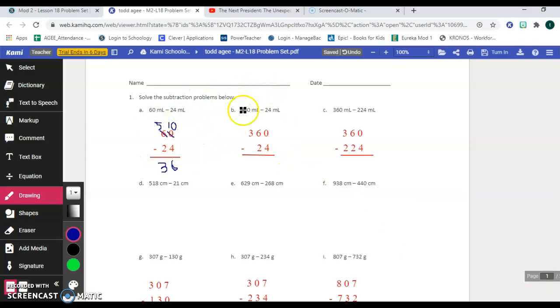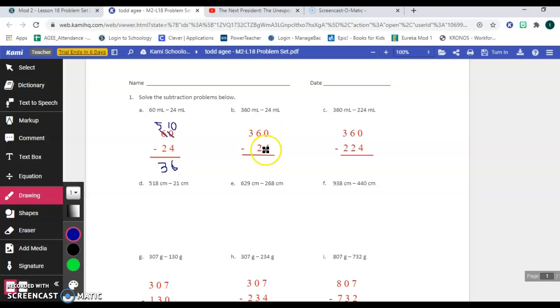So here we've got a similar number here, 360 minus 24. So if 60 minus 24 was 36, then 360 minus 24 probably still ends in 36, but I've got to remember that I've got 300 more here that I'm starting with. So the final difference is going to be 336. But let's just prove it.